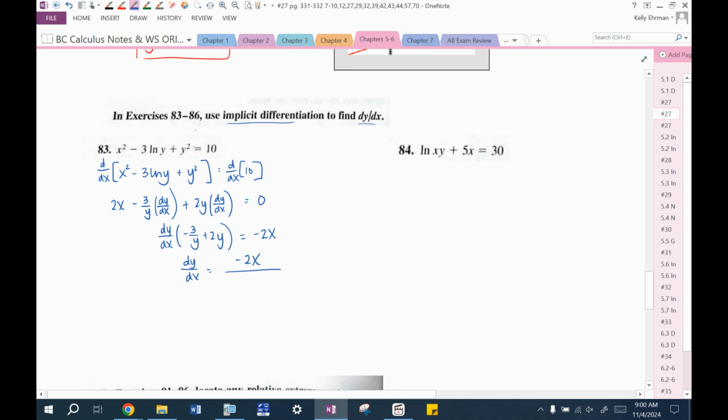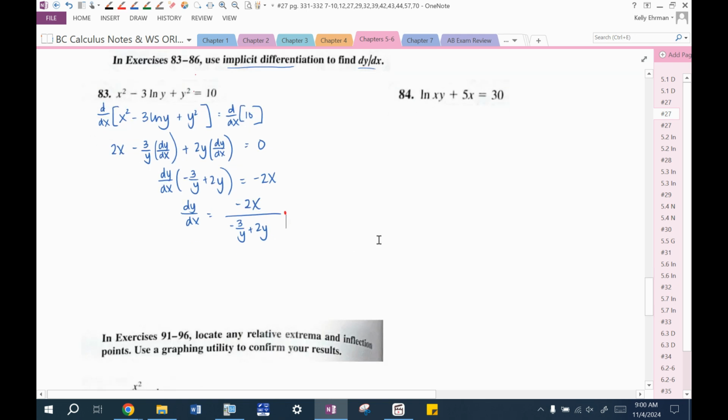So one possible answer is negative 2x over negative 3 over y plus 2y. It's most likely that they will simplify the complex fractions. So the only denominator to get rid of is the y, so you can multiply by y over y. That makes this negative 2xy over negative 3 plus 2y squared. Of course, you can rearrange terms if you don't like the order that it's in.